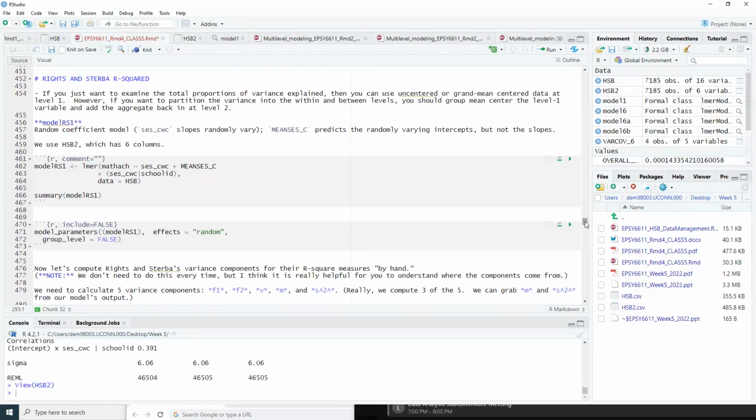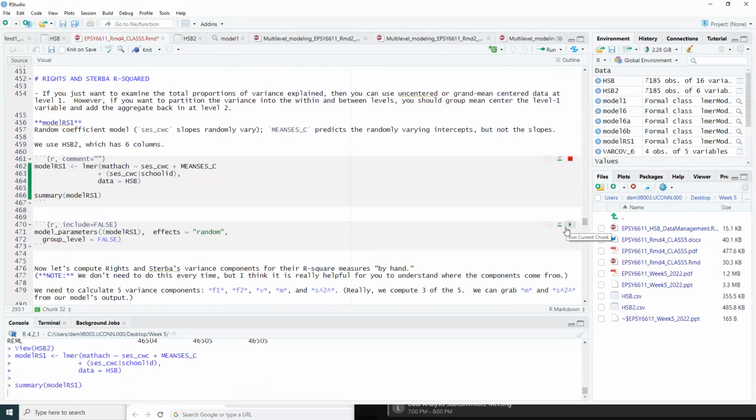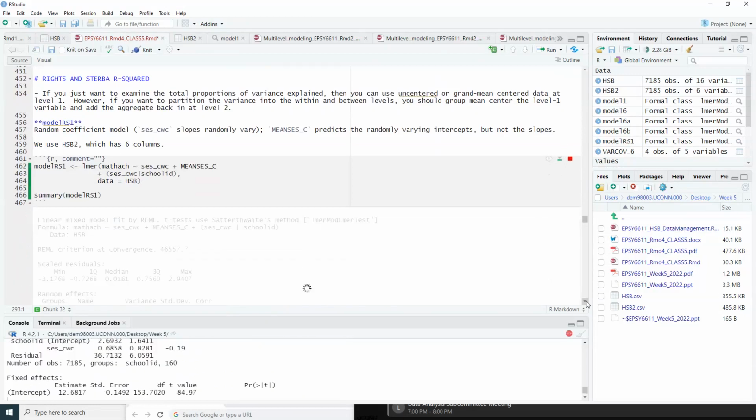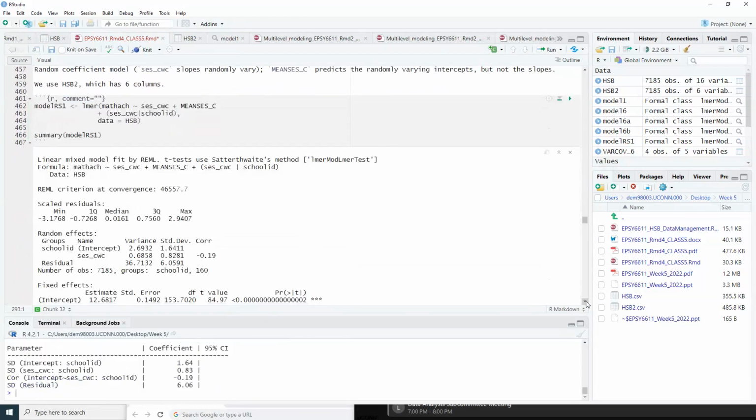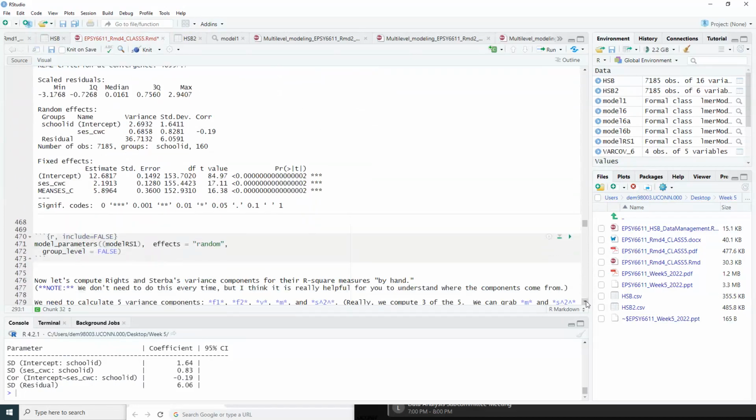Okay, so I'm going to run this model. Now I want to show you actually how you can get the Rights and Sterba stuff. Okay, so here's our model. You can see I took out some other stuff too, right? I made this a much simpler model because I'm going to walk through how to do the Rights and Sterba stuff kind of a long way.